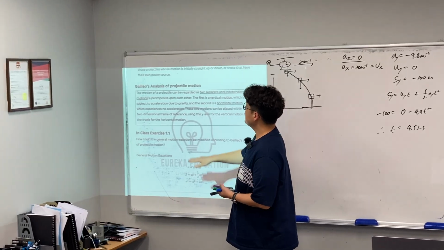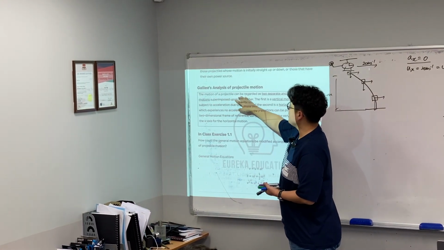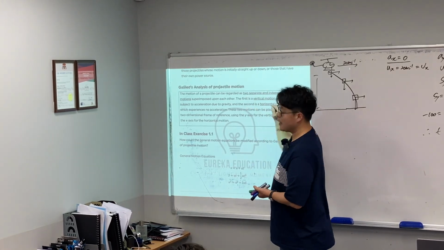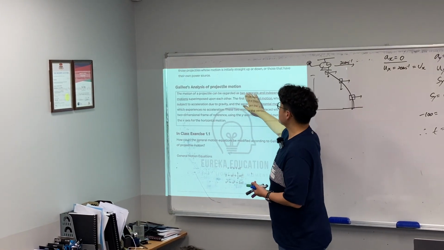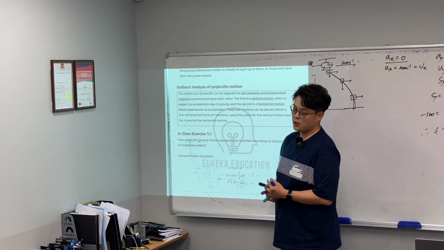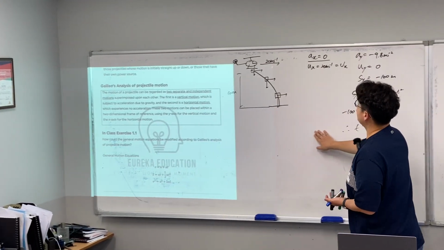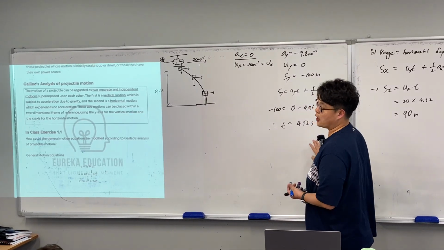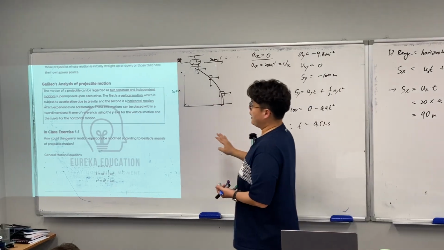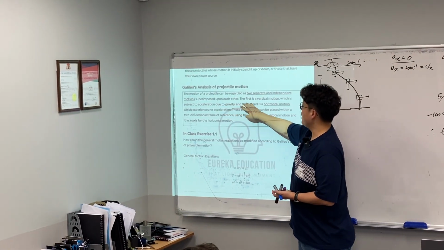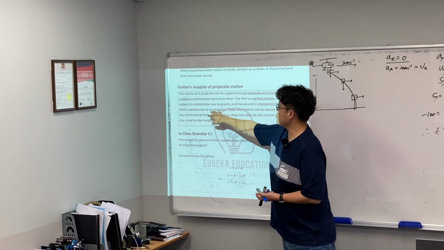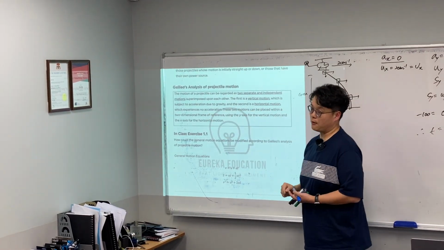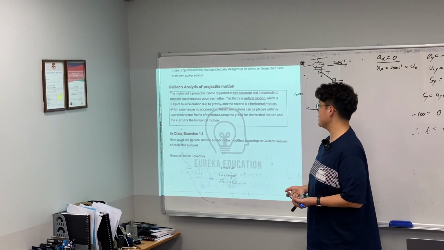According to Galileo, the motion of a projectile can be regarded as two separate and independent motions. Please highlight that. Two separate and independent motions. What does that mean? We have separate horizontal and vertical motions, and those are independent. They are not affecting each other. They are superimposed upon each other. The first is vertical motion, which is subject to the acceleration due to gravity, and the second is horizontal motion, which experiences no acceleration if there is no air resistance.